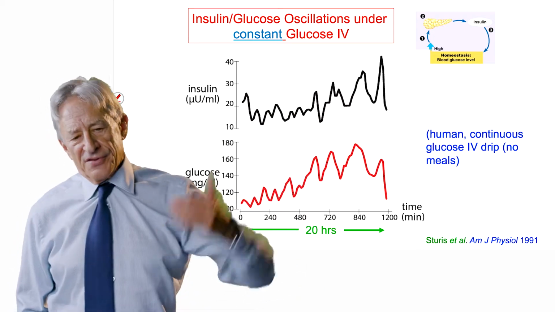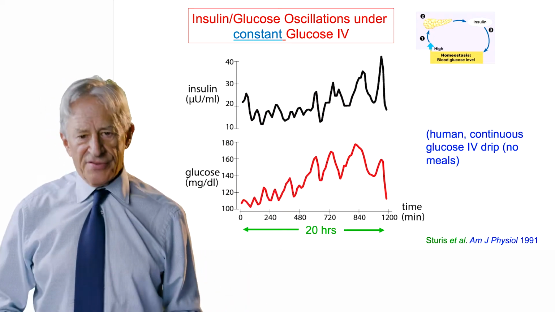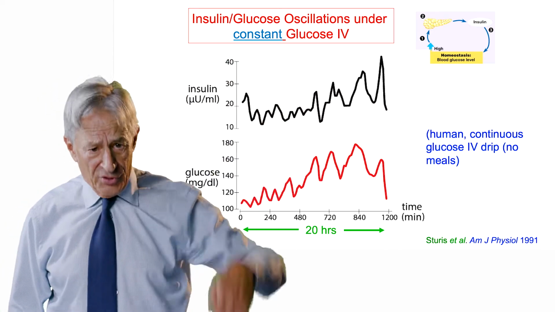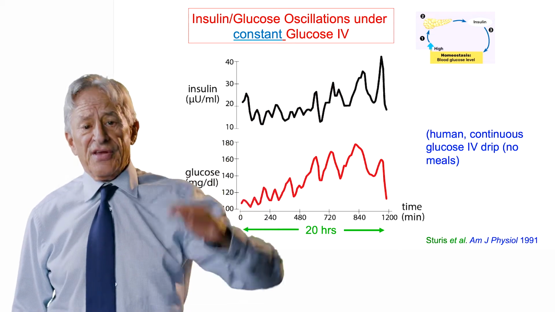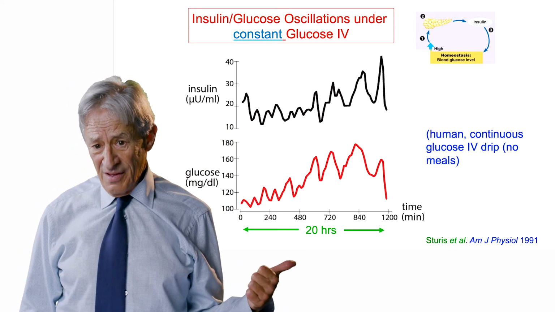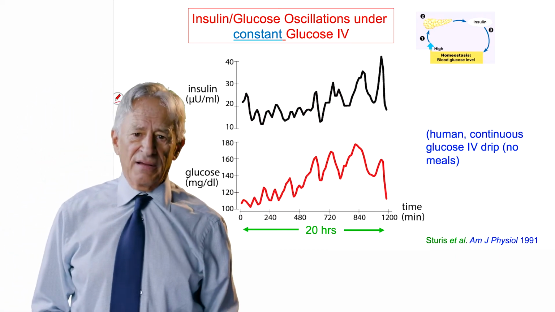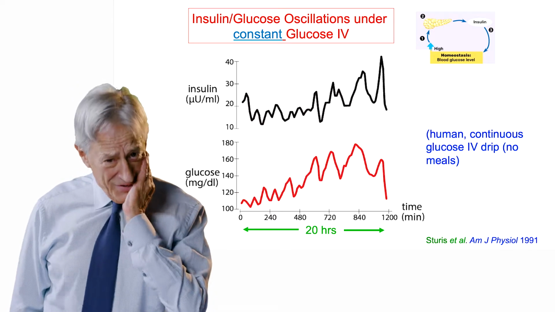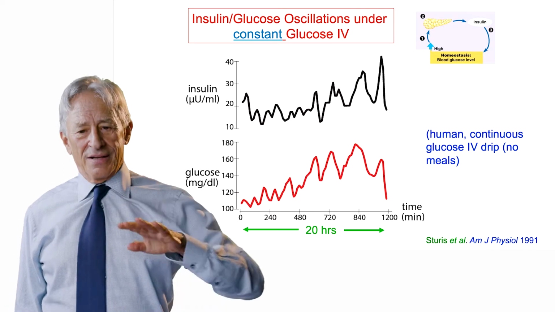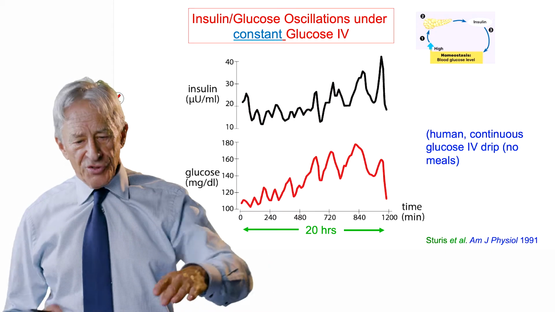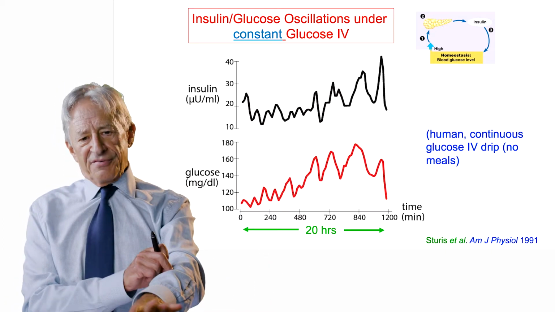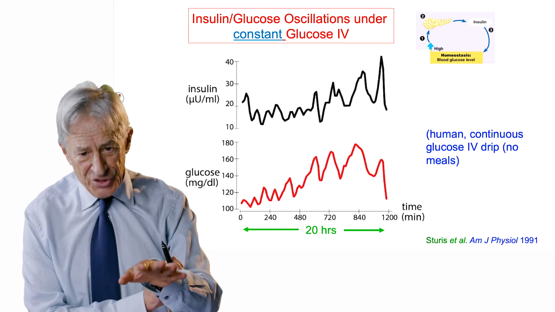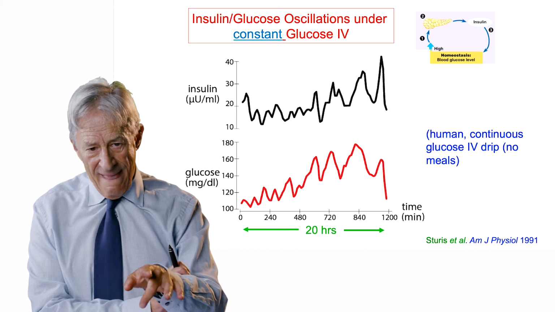And the obvious objection is, well, of course there's oscillations in insulin glucose. You eat 3 meals a day, and that's perturbing the system 3 times a day. You're going to see oscillations from the meals. So they had the smart idea of eliminating meals. They got volunteers to take their nutrition continuously through an IV glucose drip and measured insulin and glucose in those subjects.